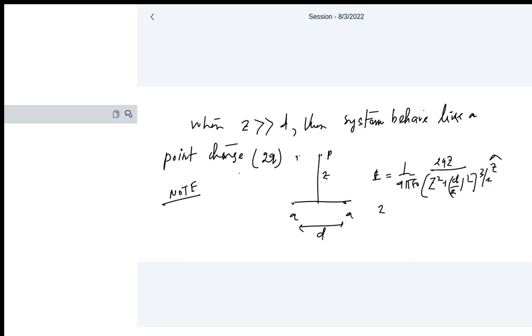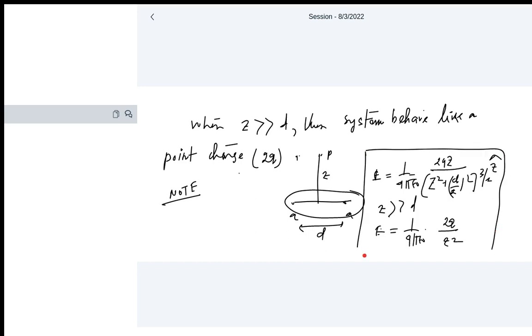But if with the approximation z is very large compared to d, this system is like a point charge, and the total charge of the system is 2q, and then the electric field equals 1 upon 4 pi epsilon naught 2q upon z square. So please remember the concept. Take a note of these two. These two are very important for competitive exam purpose.